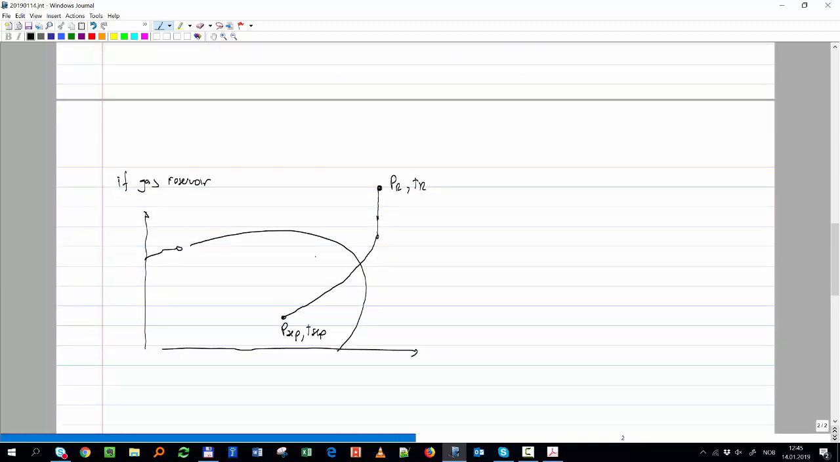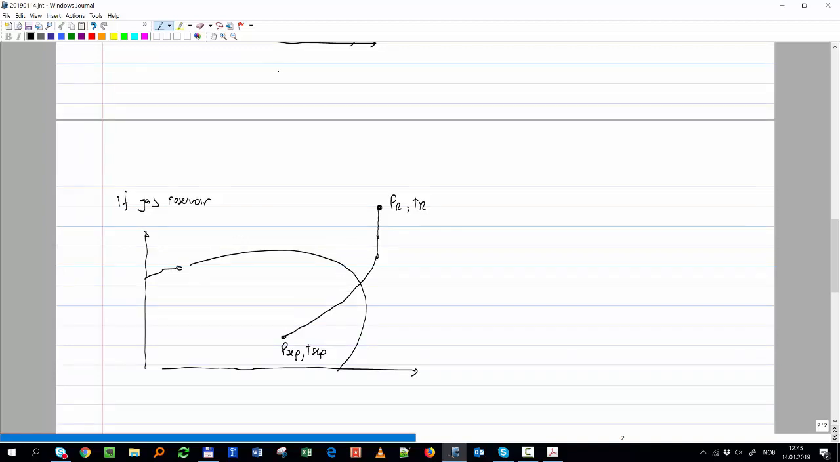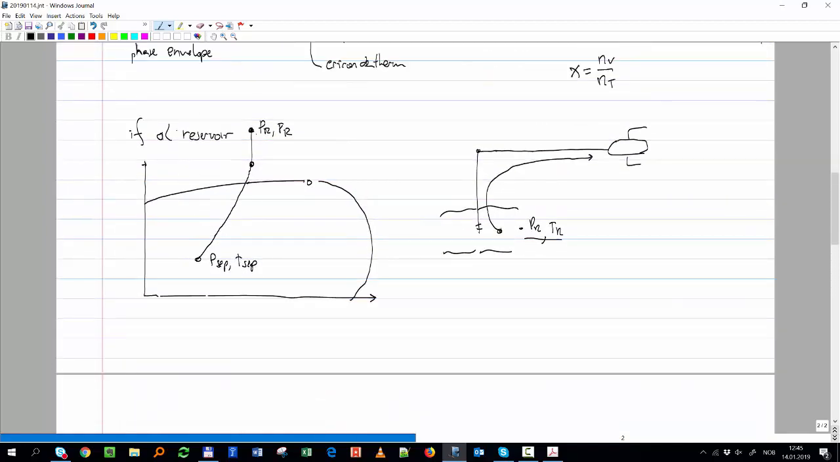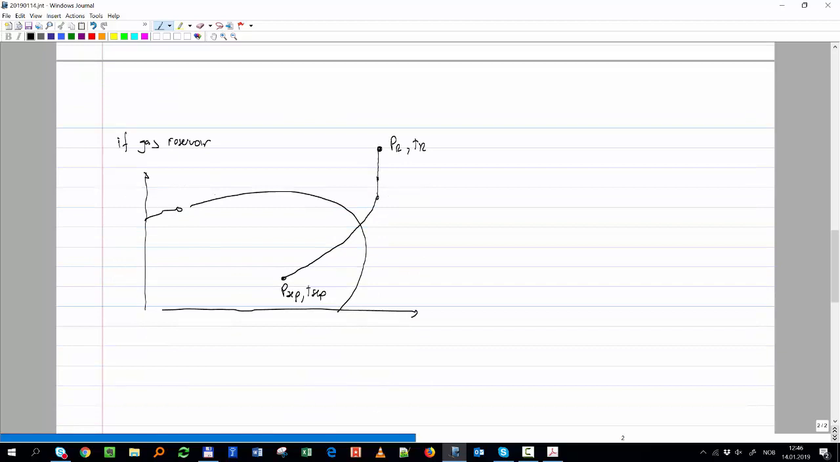Okay, they have all the points, critical point. They have the bubble point and the dew point. The thing is that the size of the gas part is much bigger in the gas reservoir, and the part on the oil side, on the liquid side, is much bigger in the oil. But it has more or less the same shape.